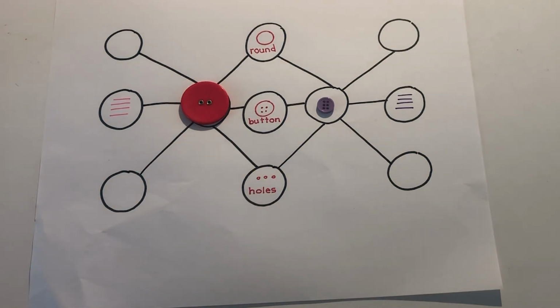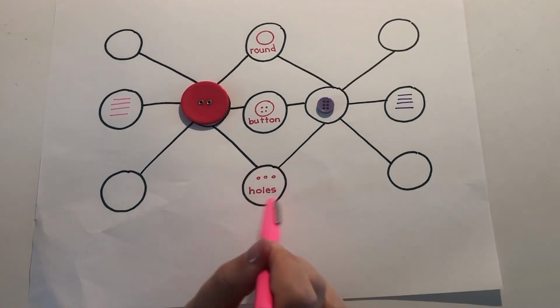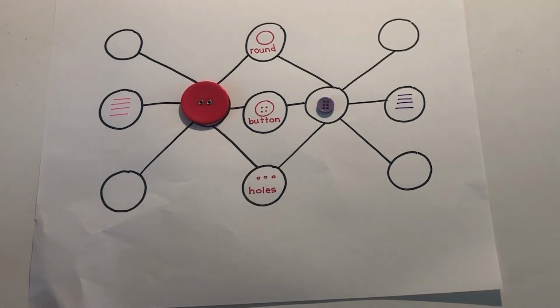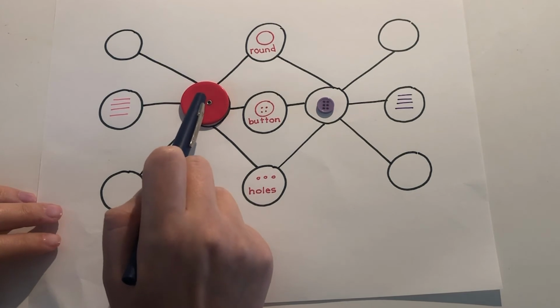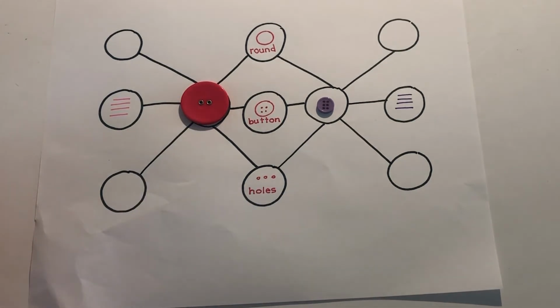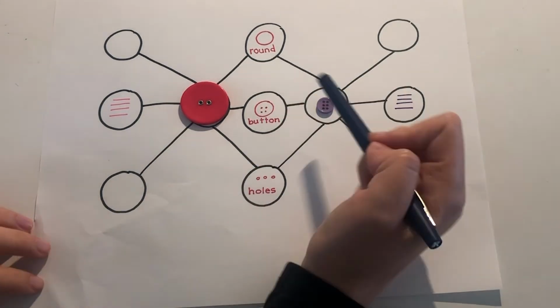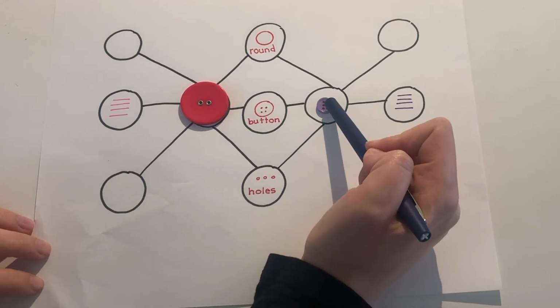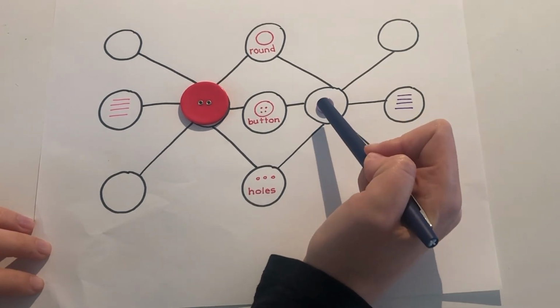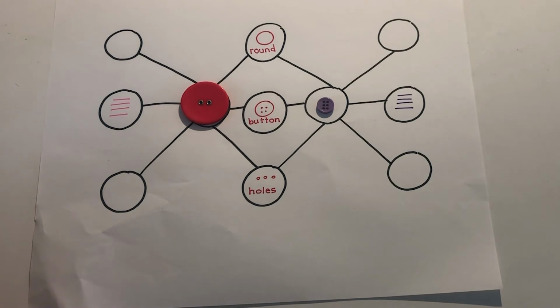Now I'm looking for other differences between my buttons. I know that both of my buttons have holes, but they have a different number of holes. This button has 2 holes. This button has 1, 2, 3, 4, 5, 6 holes.